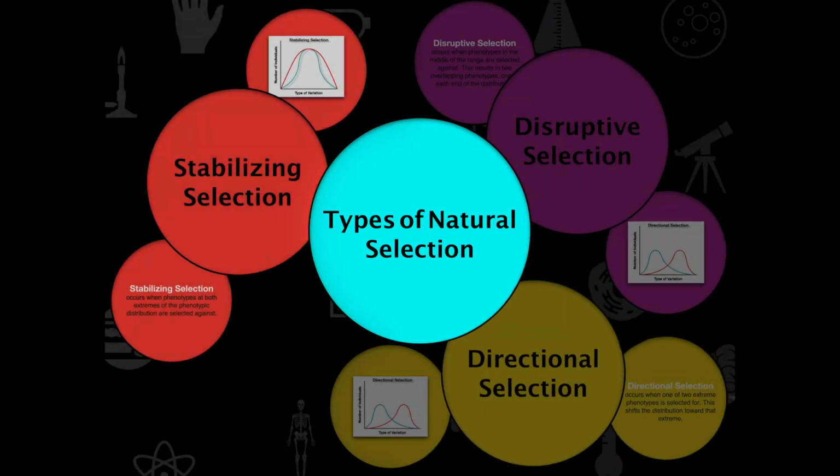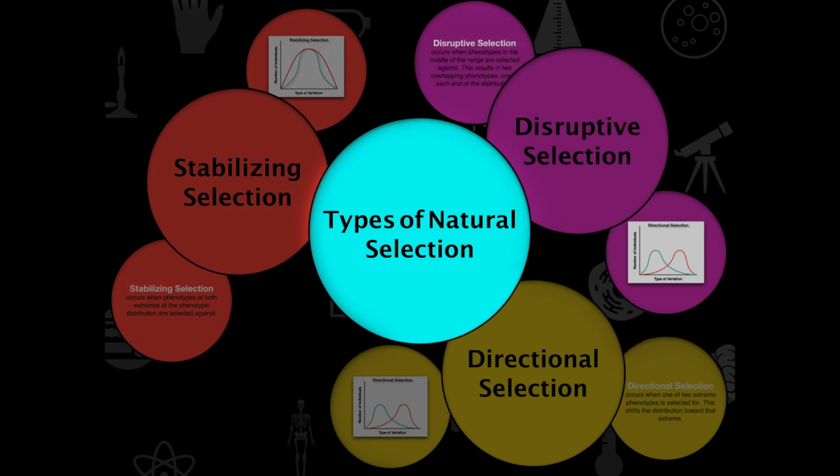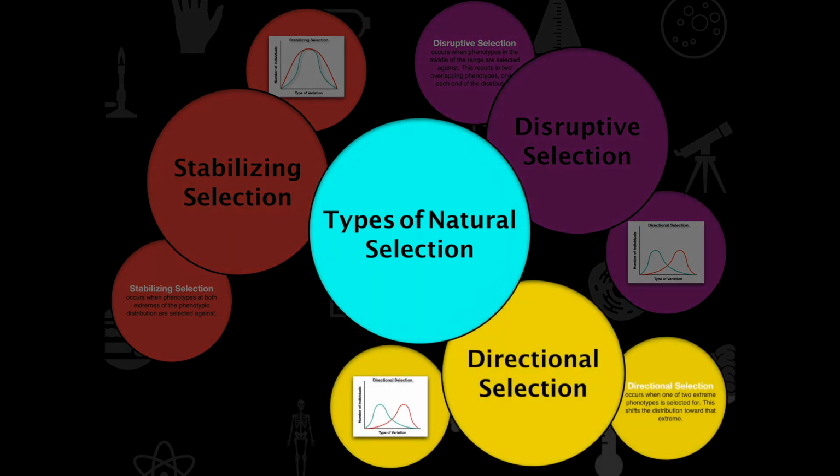So these are going to be our three types of natural selection that we see: stabilizing, disruptive, and directional. And these are going to be specific types of natural selection that depend on very specific scenarios and environments that organisms live in.